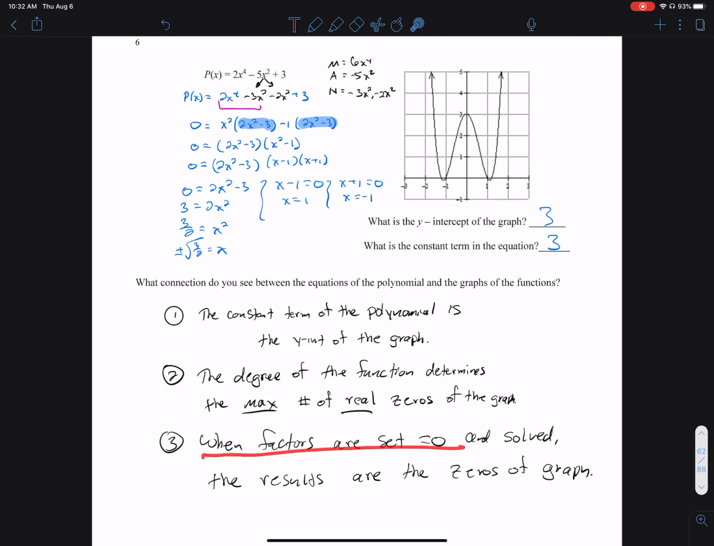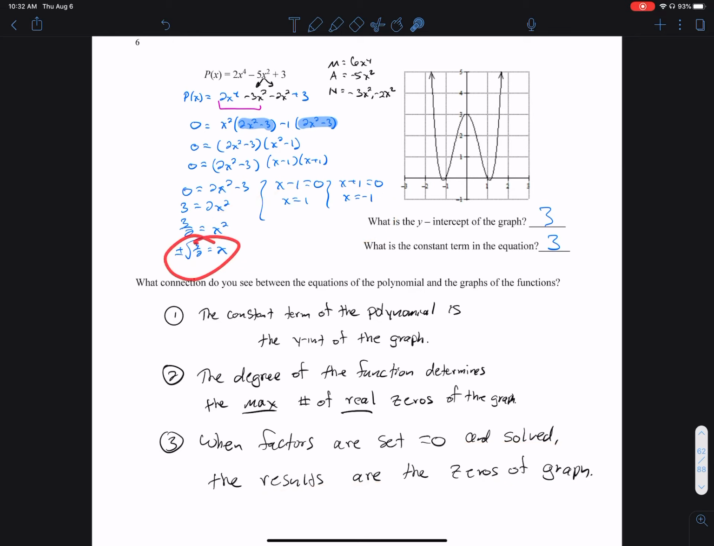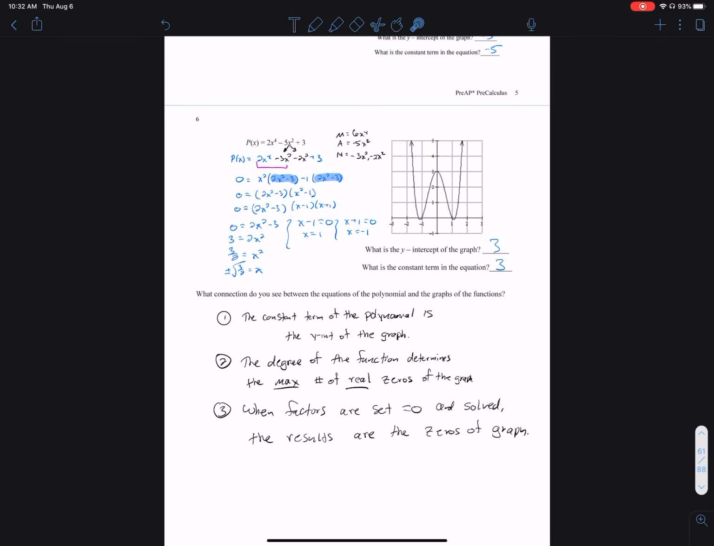When factors are set equal to 0, and here's our factors set equal to 0, and solved, here's our solutions. The results are the zeros of the graph. X-intercepts, x-intercepts, x-intercepts. Please do 3.1 homework.